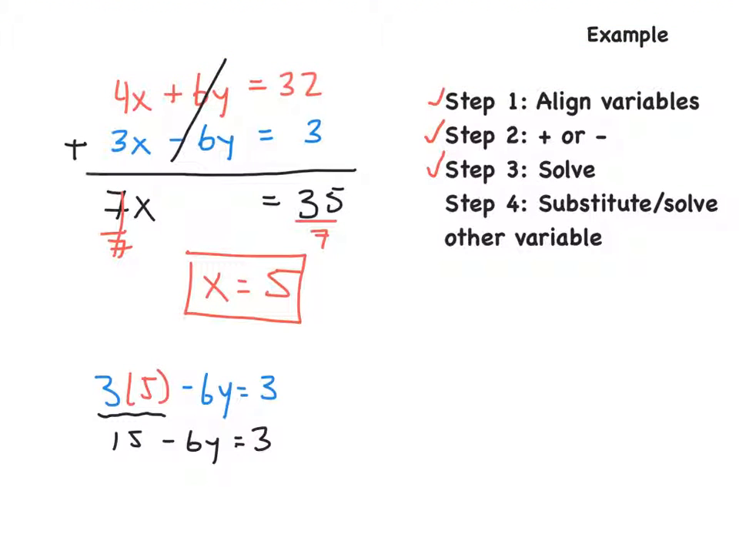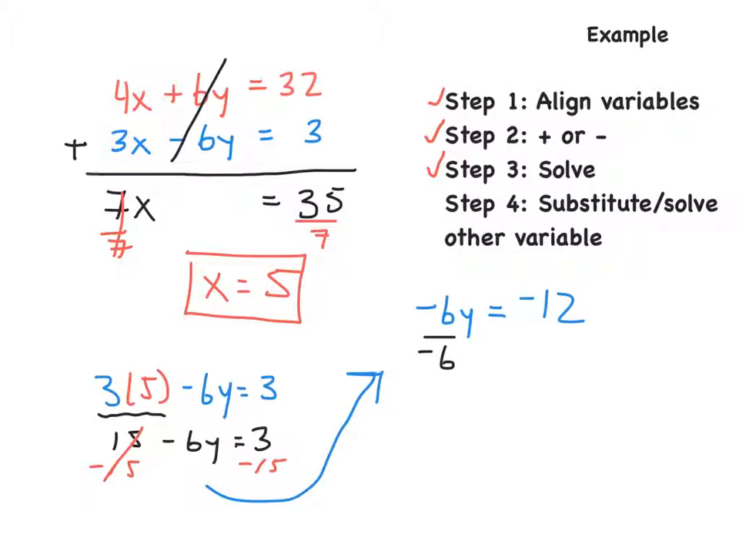Then we subtract 15 from both sides. We'll then have, I'm going to move it up here so we have some more room, a negative 6y is equal to negative 12. Divide by negative 6, divide by negative 6. So y is equal to 2. Now, here we go. Step 4 is completed. Our answers, x is equal to 5, y is equal to 2. These are our 2 answers, and we are finished with the problem.